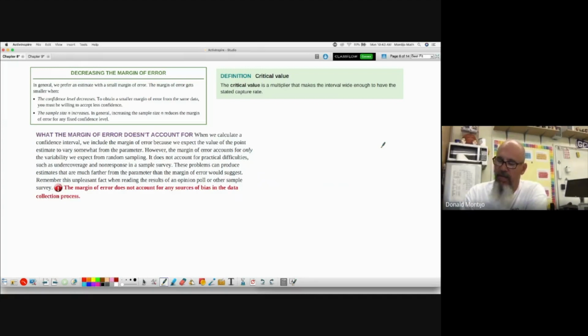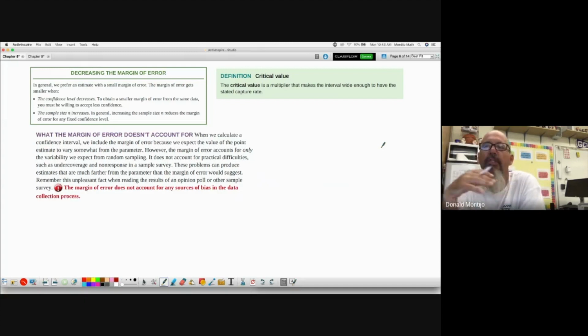The margin of error gets smaller when the confidence level decreases. Okay? If I'm less confident, then I'll have a smaller interval, but I'm not as confident that I captured the true population's parameter. Another way to decrease the margin of error is to get a larger sample.